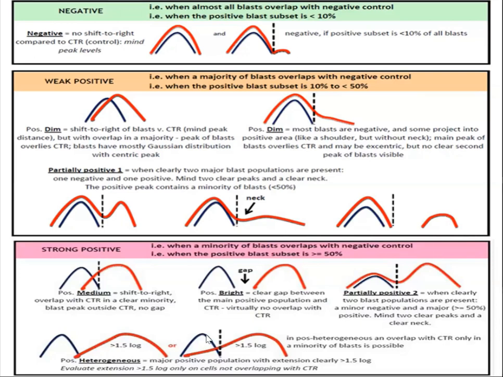Now strong positive, the criteria they say is that the population should be wide and should not overlap with the negative control. The peaks should not overlap with each other, and there should be a gap in between, and then you call it bright. If there is no gap, then you call it moderate or medium. Heterogeneous is where, as we saw, it trails from the negative to the positive population, so it could be heterogeneous this way or this way. I'm not going very deep into this because it is very tough to follow.